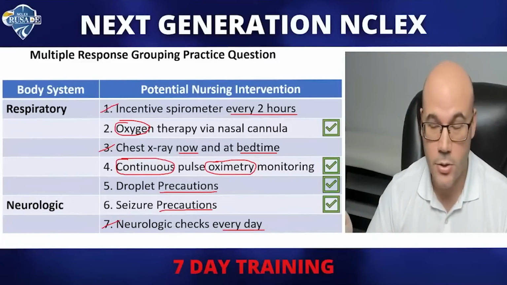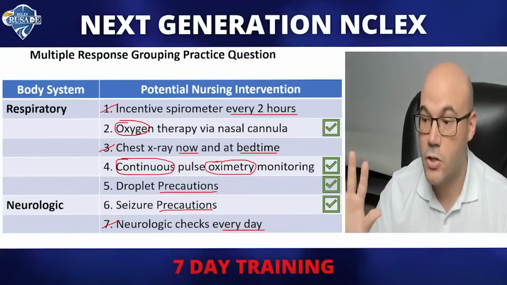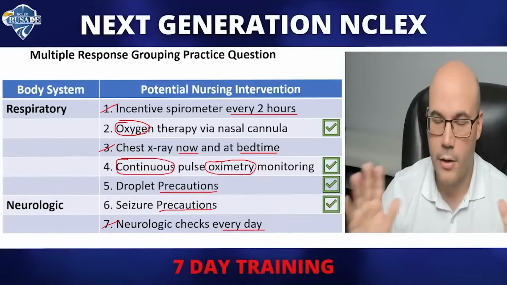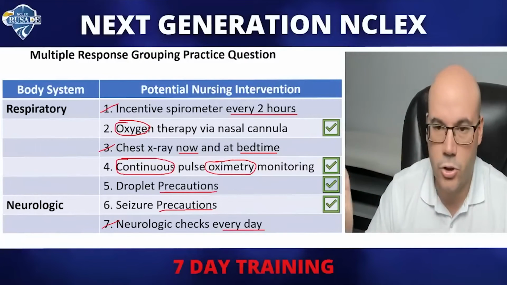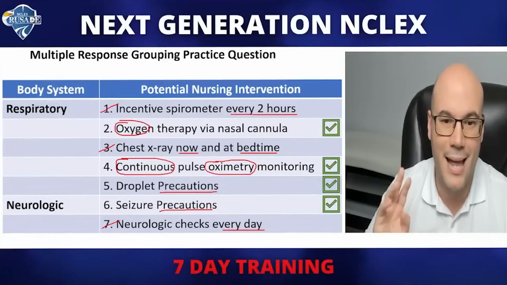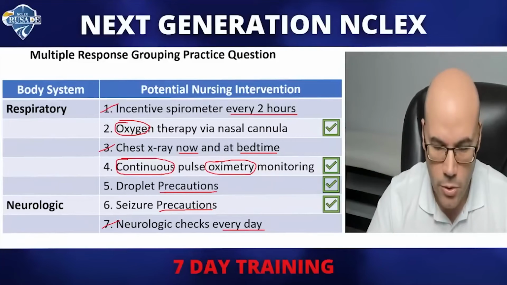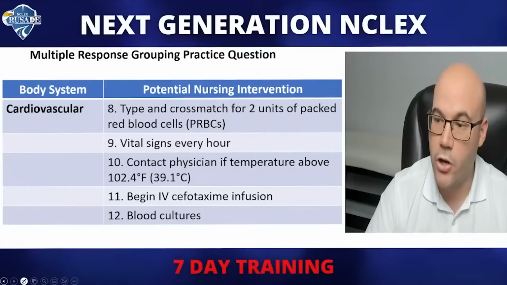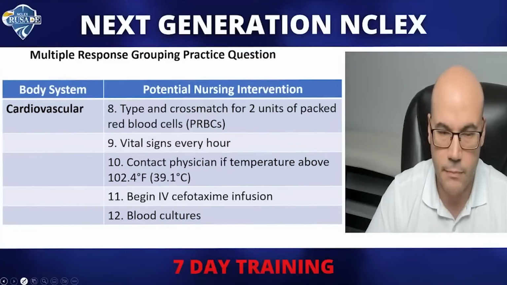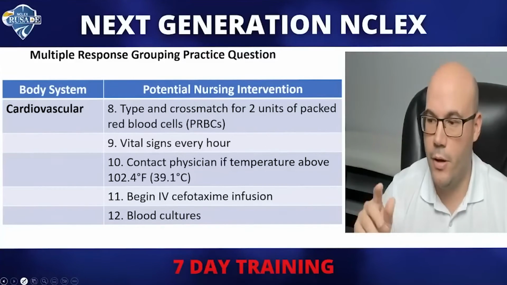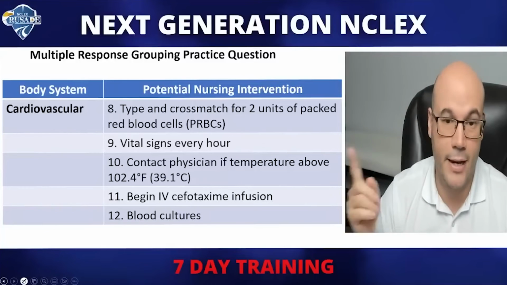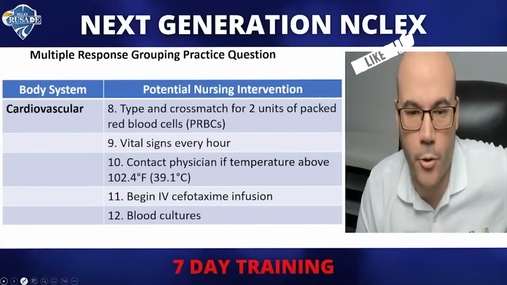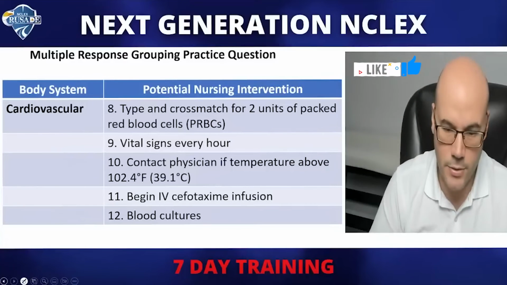The question continues. So write the numbers that you selected so far from 1 to 7. So far, up to now, there are a total of 4 correct answers. Let's go to the next step. Now we're going to go into the cardiovascular system. And we have to identify if 8, 9, 10, 11, and 12 are possible or potential nursing interventions.